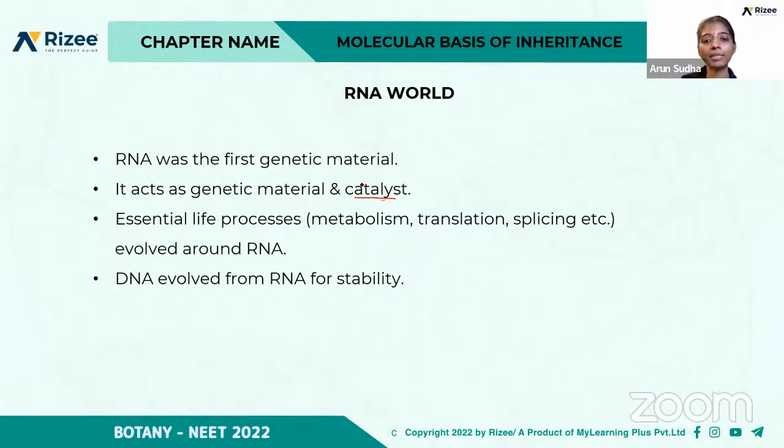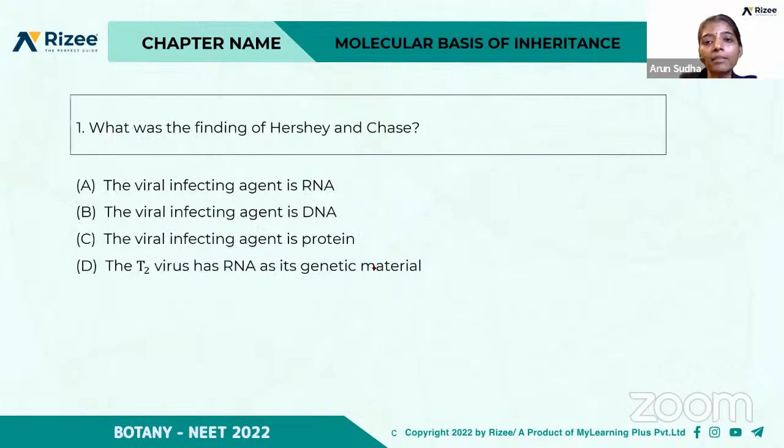Also, if you take the essential life processes like metabolism, translation, and splicing, all these processes evolved around RNA. RNA is mainly involved in translation, that is, to form proteins, right? So DNA evolved from RNA. They came to a conclusion that DNA evolved from RNA for stability, because DNA is more stable when compared to RNA. So RNA was the first genetic material that was formed.